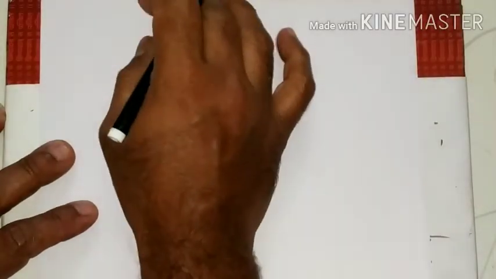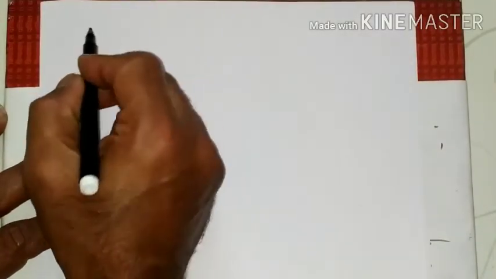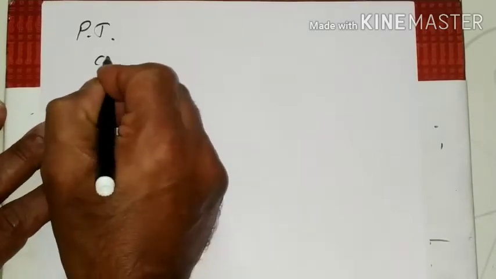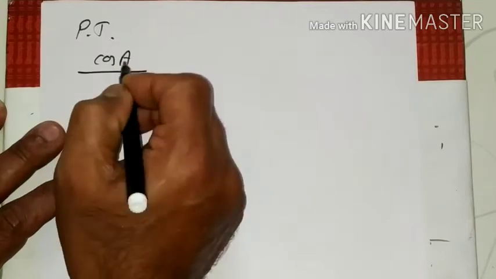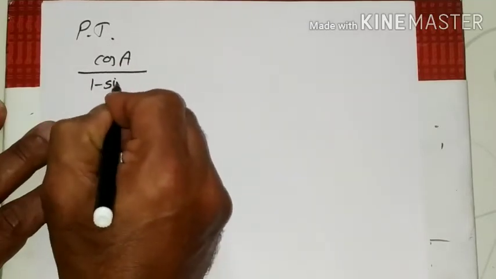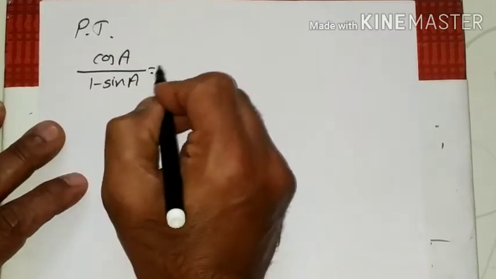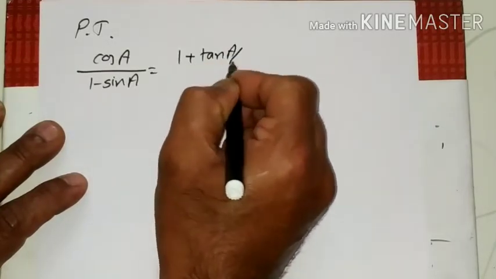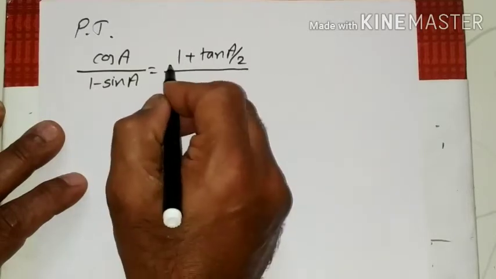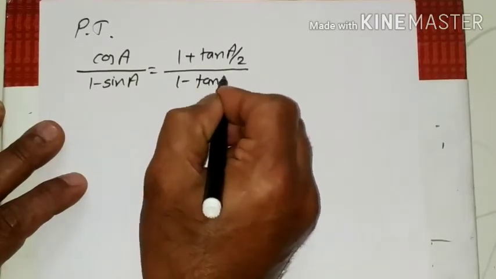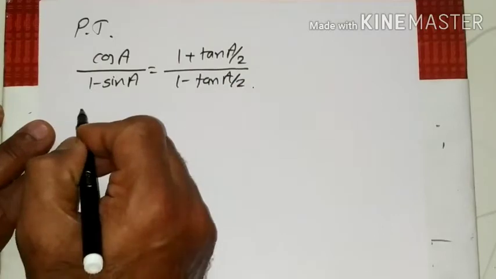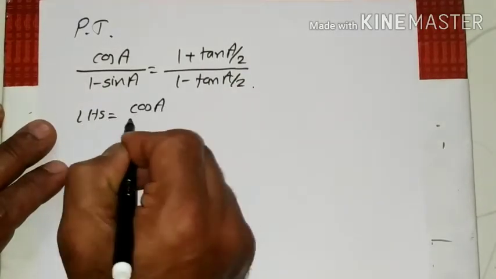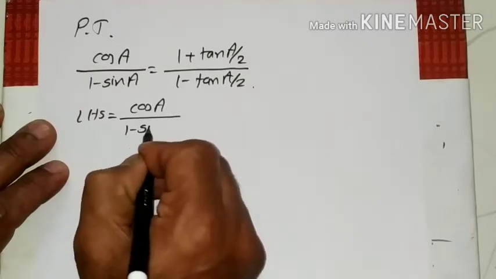Now we will observe the next example. Prove that cos A divided by 1 minus sin A is equal to 1 plus tan A/2 divided by 1 minus tan A/2. LHS equals cos A divided by 1 minus sin A.